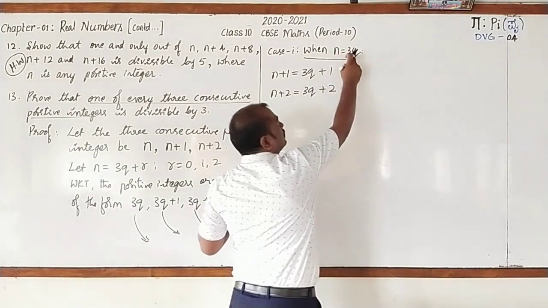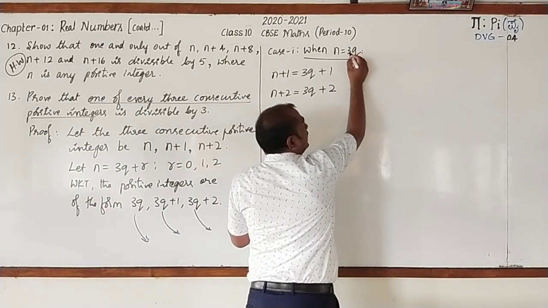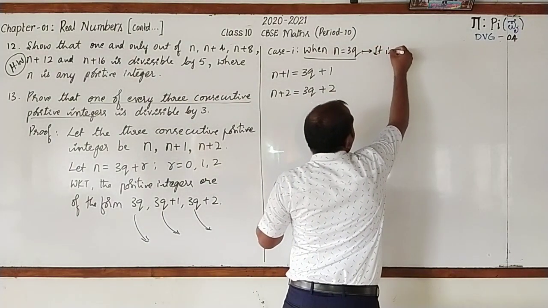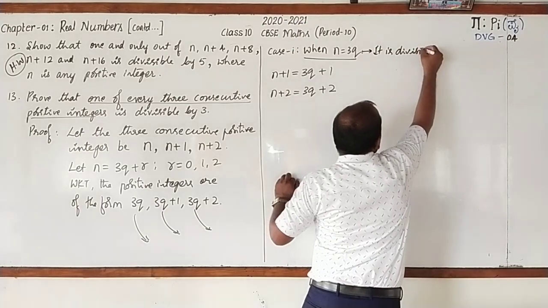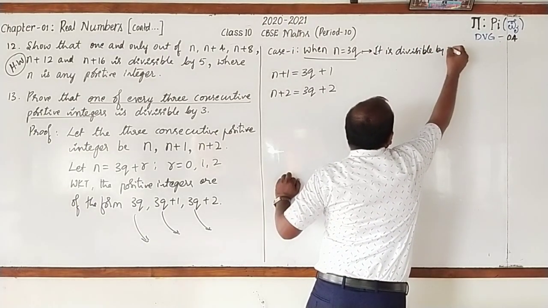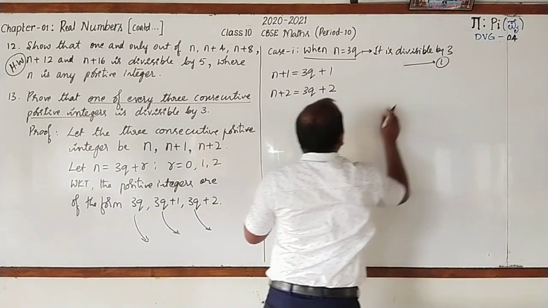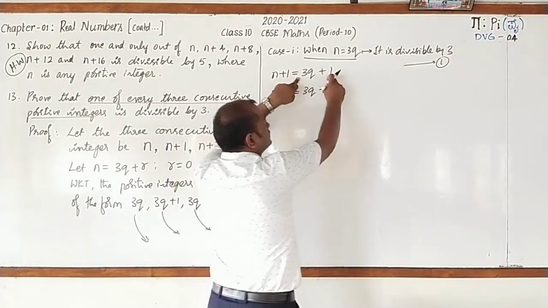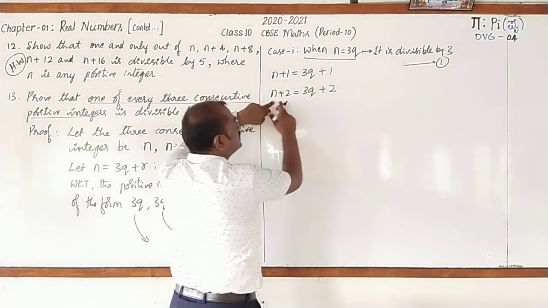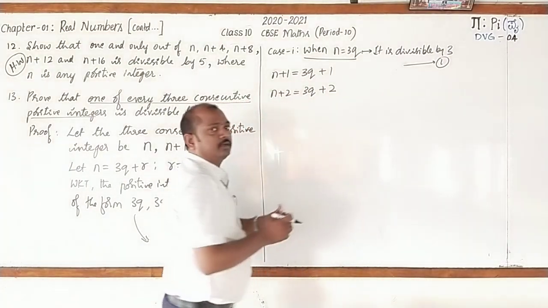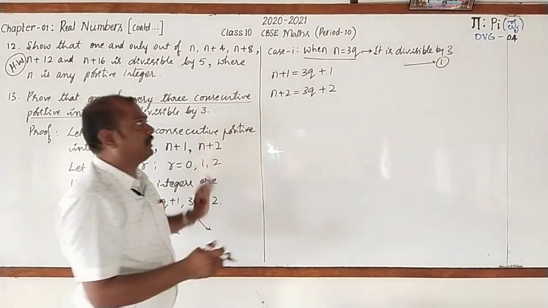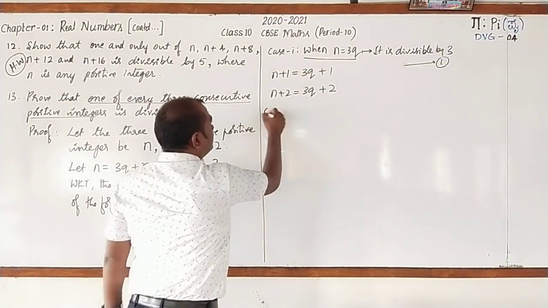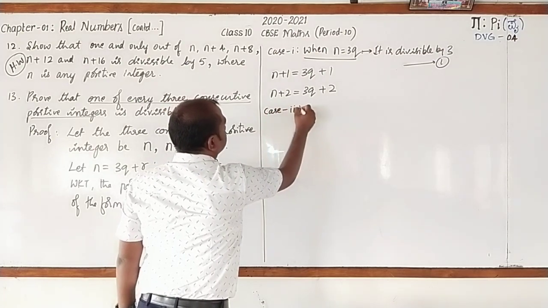Here first one, n equal to 3q is the multiple of 3. Hence it is divisible by 3. I call it as statement 1. Whereas when n plus 1 is divided by 3, it leaves the remainder 1. When n plus 2 is divided by 3, it leaves the remainder 2. Hence both are not divisible. Out of these 3, only 1 is divisible by 3. Similarly, let's go for second case.